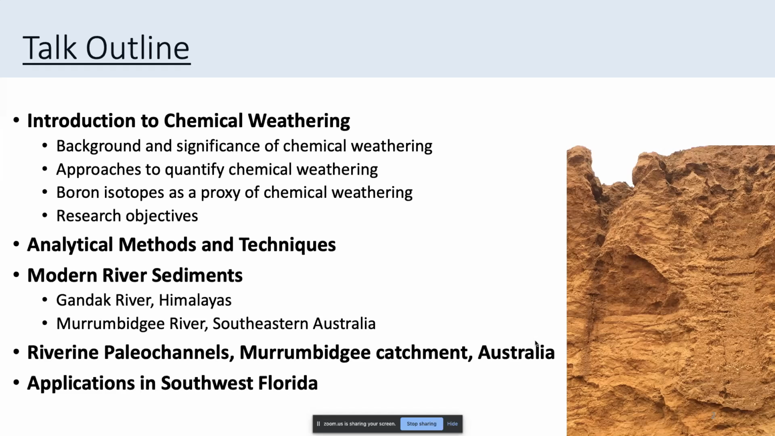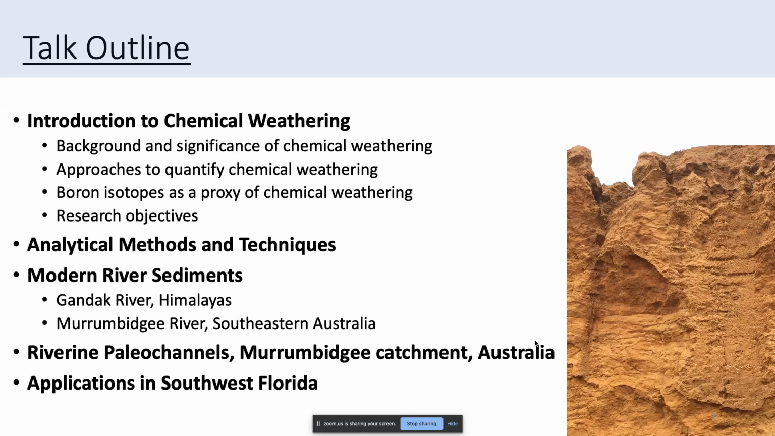And then we'll look at the research objectives, and then briefly talk about the analytical stuff, like how I did it, the machines that I used, and then my sites. So the modern sediments that I'm looking at come from the Gandak River in the Himalaya Mountains, and then the Murrumbidgee River in Southeast Australia. And then the final bit, we'll be looking at Paleo Channel deposits.